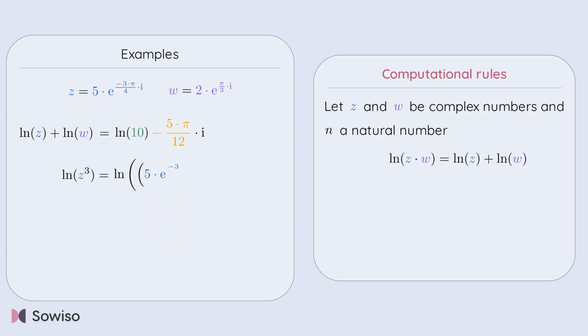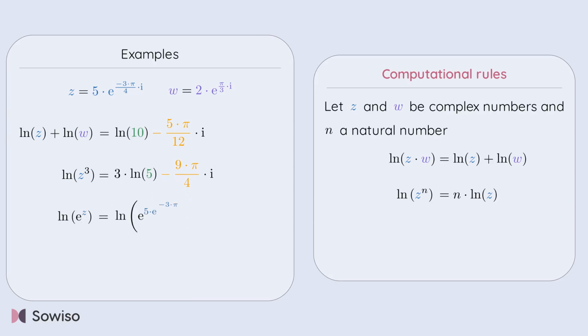Now, let us calculate the logarithm of z to the power of 3. According to the theory, the logarithm of z to the power of n is equal to n times the logarithm of z. Back to the example, we get 3 times the logarithm of 5 e to the power of negative 3 pi over 4 times i. Using the definition of the complex logarithm, we obtain 3 times the logarithm of 5 minus 9 pi over 4 times i, where we multiplied the exponent by 3.